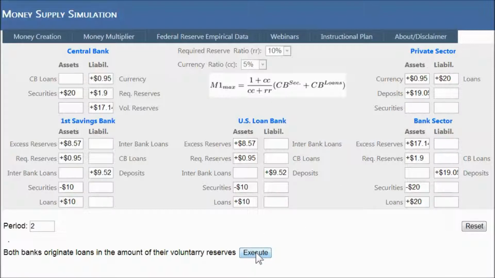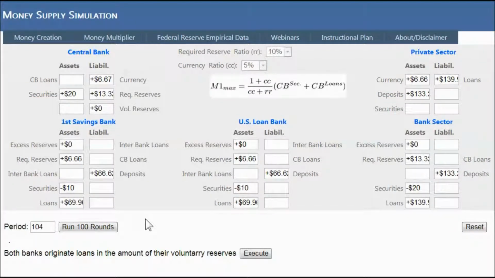Banks give new loans, in this case approximately $9.50, adjust currency and reserves, and we're in period 3. The same thing repeats again. We reach period 4, and we could do that over and over again until the reserves are used up. But here's an option to run the next 100 rounds. We are in period 104, and we can see that M1 is a total of 140 and that the monetary base is 20. So 20 times 7 equals 140.